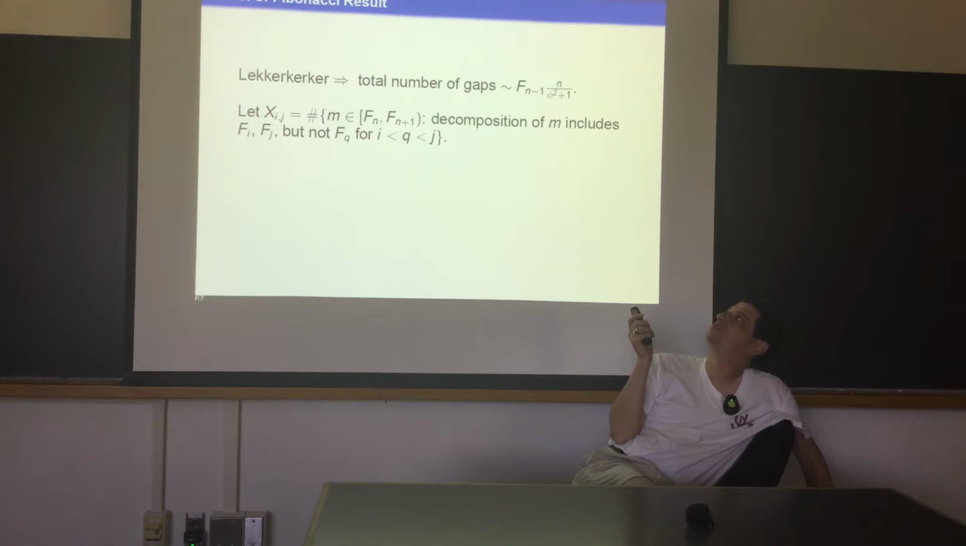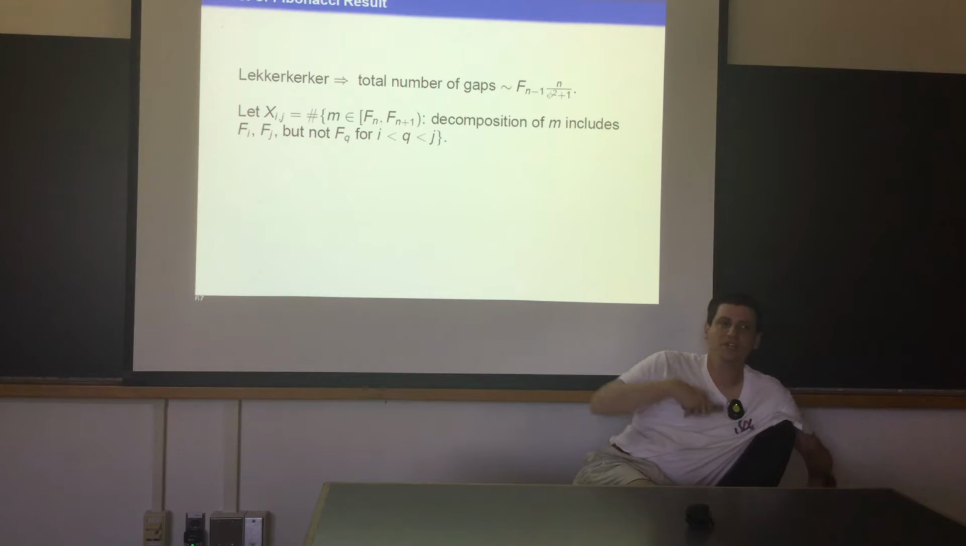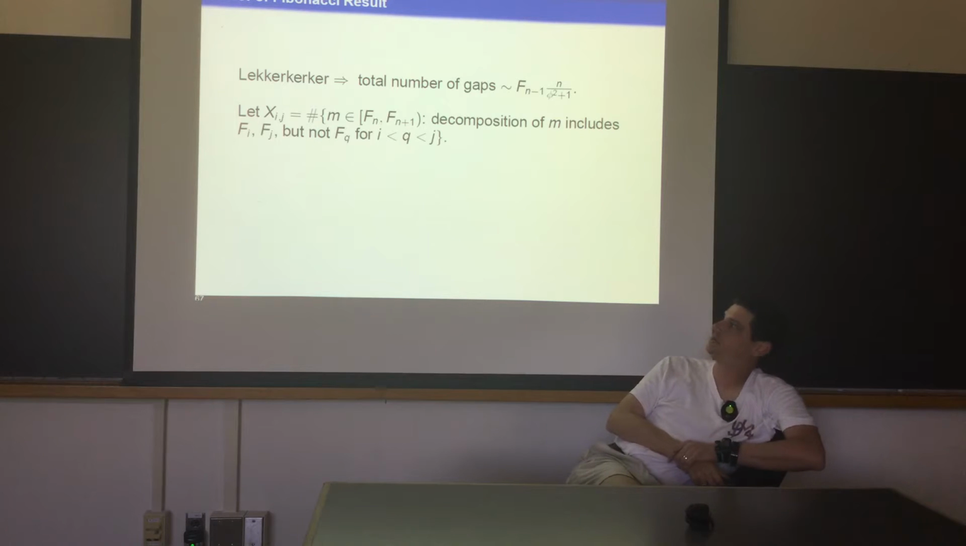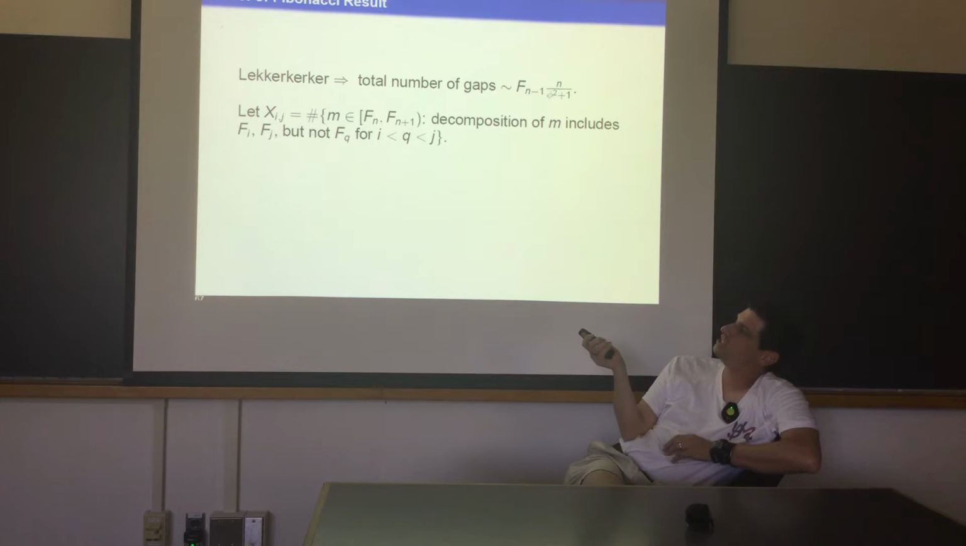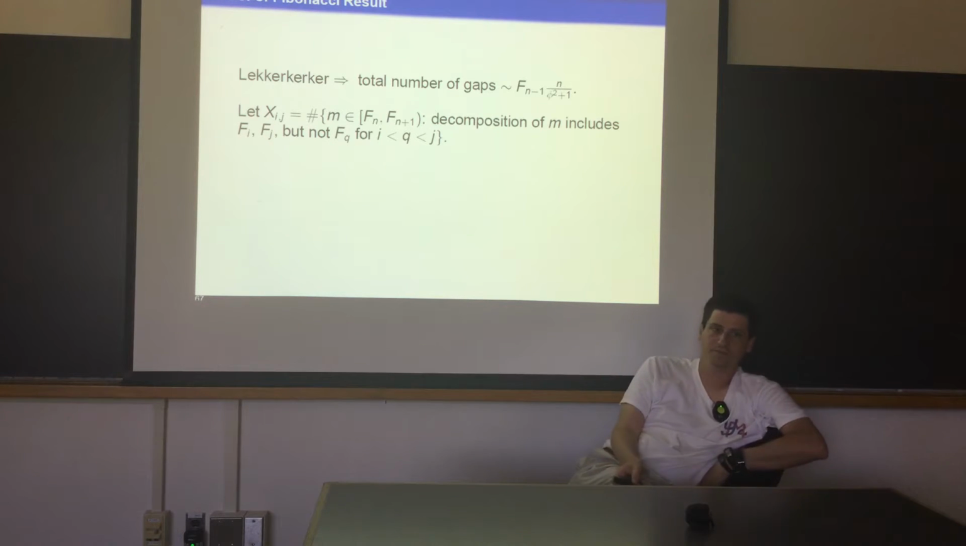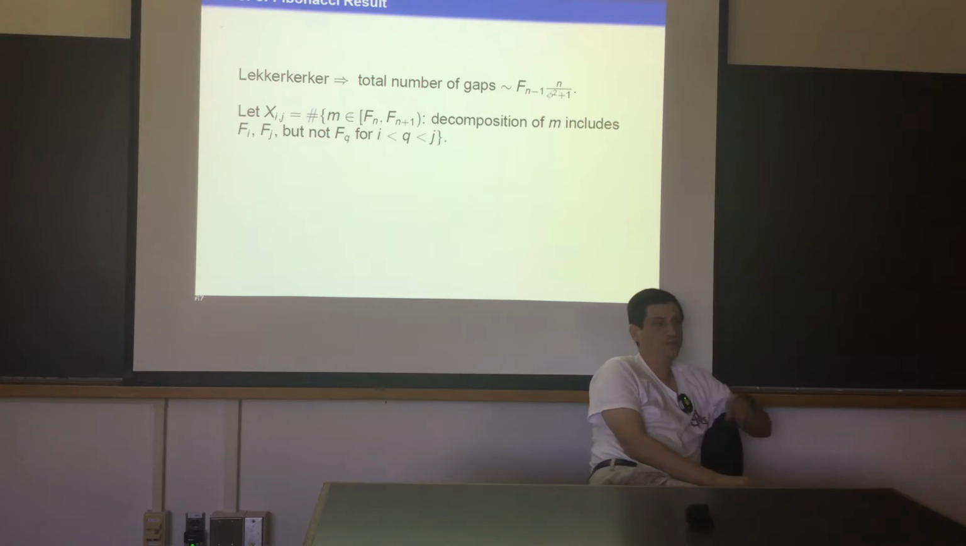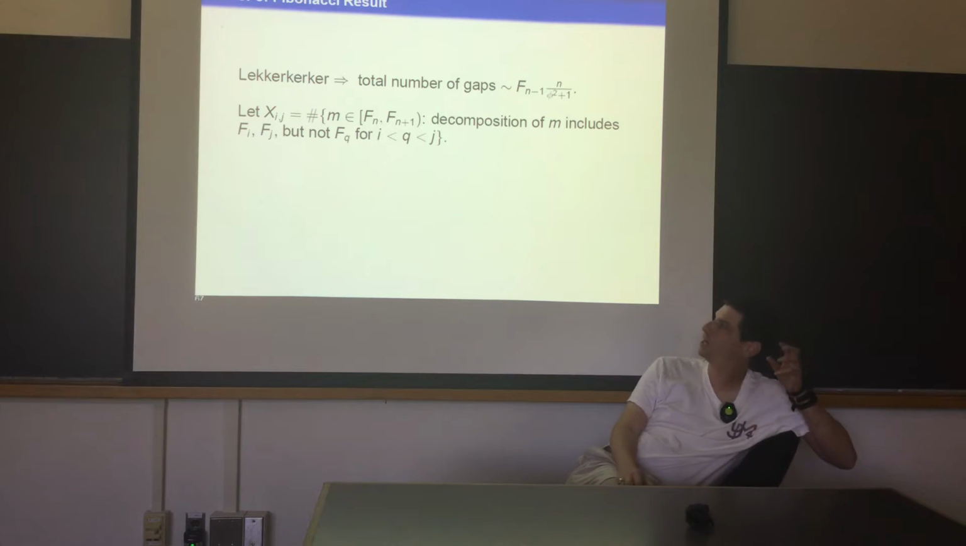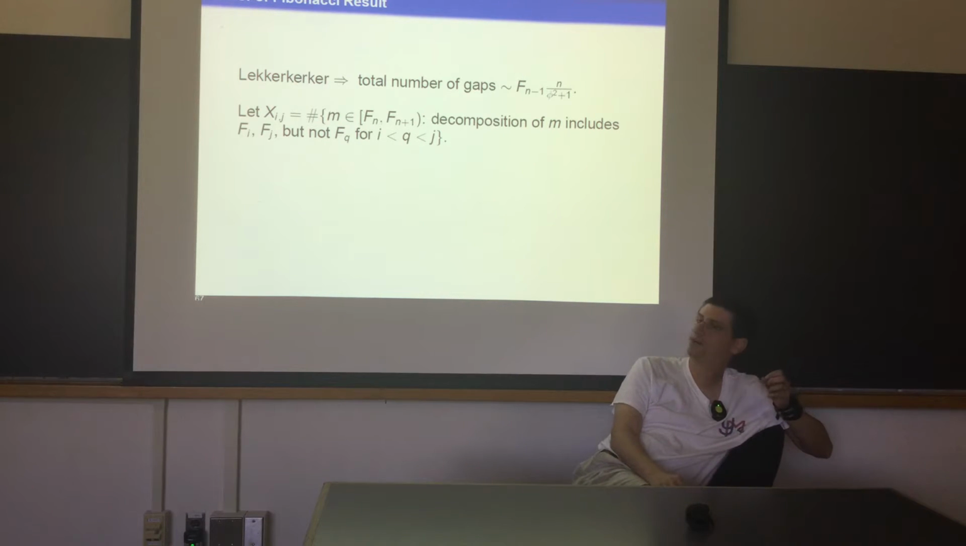This is not quite the average number of gaps. This is off by a small constant, but this just gives you a ballpark. This is how many gaps we have. All right, so let X_{i,j} be the number of integers in our interval that have a gap, that have indices F_i and F_j in the decomposition of m, but nothing in between. So another way of looking at this is it counts how many numbers have a gap of size j minus i starting at i.